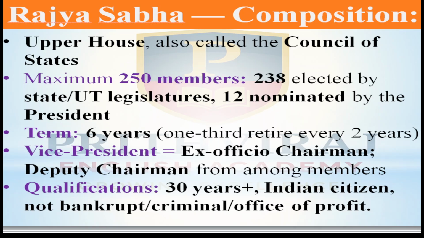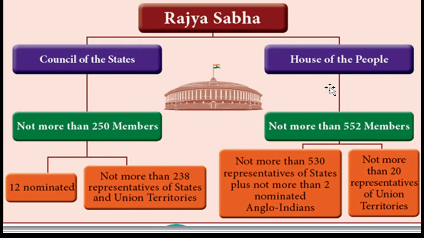Okay. Qualification: 30 years, 30 plus, and along with that, should be an Indian citizen, and should not be bankrupt. Should not be involved in a criminal case, and should not hold any office of profit under the government. Okay. Now come to the, this is what Rajya Sabha.